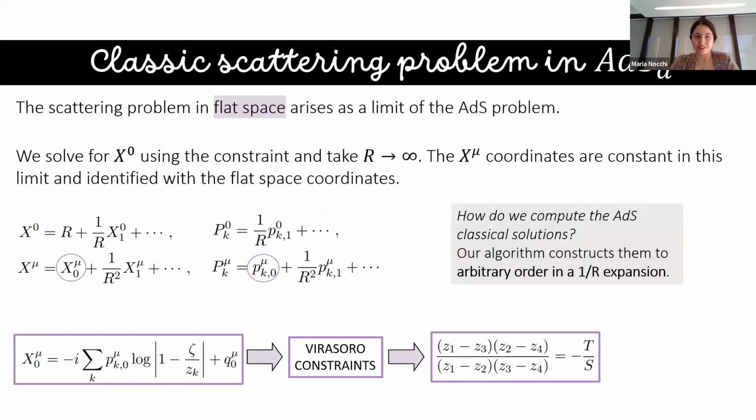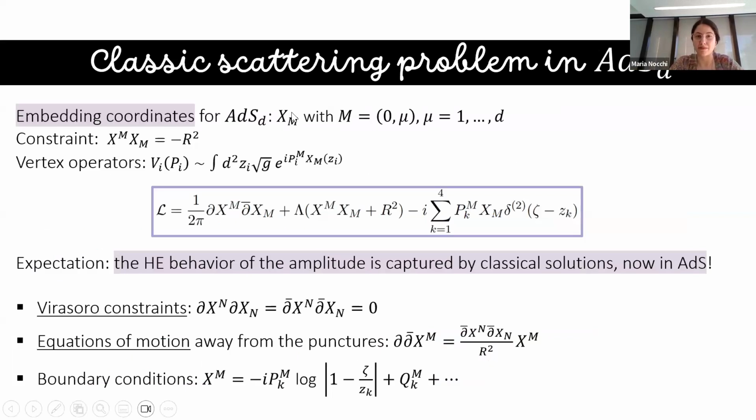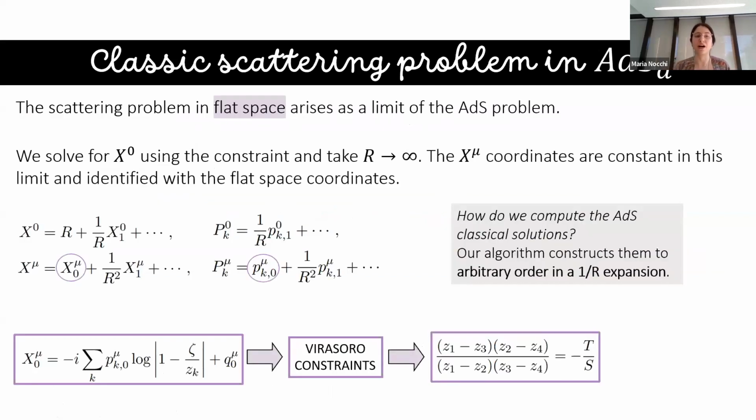Since we discussed a lot the flat space scattering problem, we would like to see how the scattering problem emerges as a limit of the AdS problem. The way to do that is to remember that these X^M are not free. They are related by this constraint. So you use that constraint, solve for X0, and plug it back into the Lagrangian, and you have just an expression in terms of X^mu. Then you take the flat space limit, which is R to infinity. In doing that, the X^mu are fixed, and indeed these X^mu are identified with the flat space coordinates.